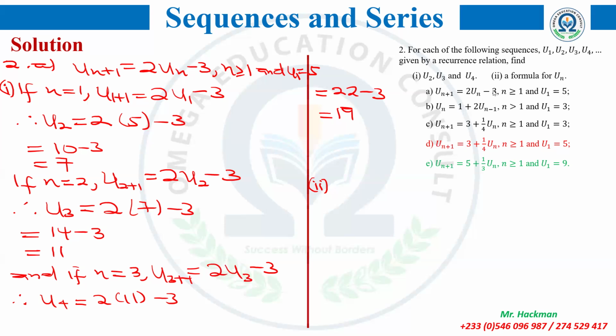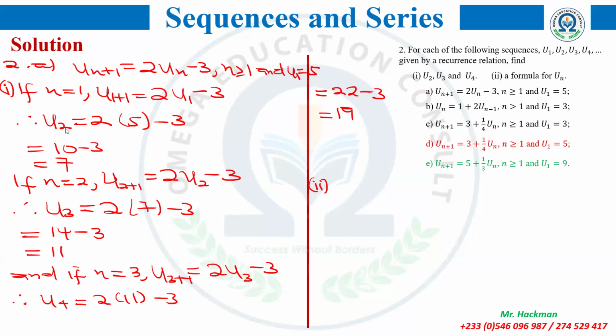Extract the relation that you are given. The question asks us to find u sub 2, u sub 3, u sub 4. In the relation, you are told to start from n greater than or equal to 1, so your n will start from 1. If n is equal to 1, just substitute n into the recurrence formula. I didn't do anything special, just substitution and simplification. So 1 plus 1 will give you 2.